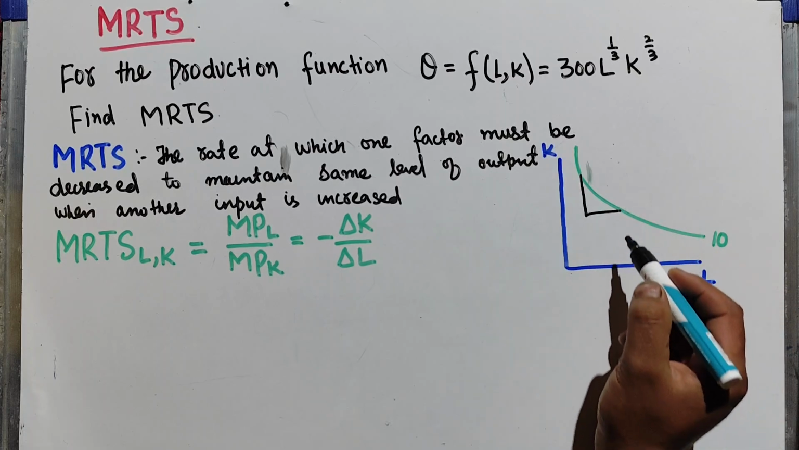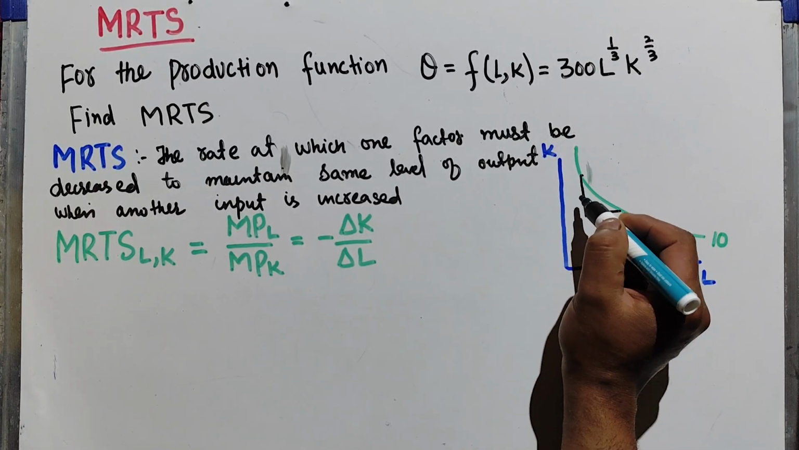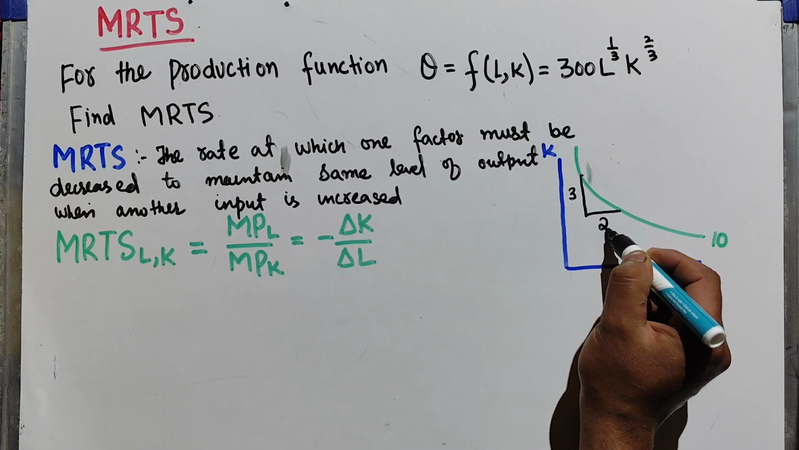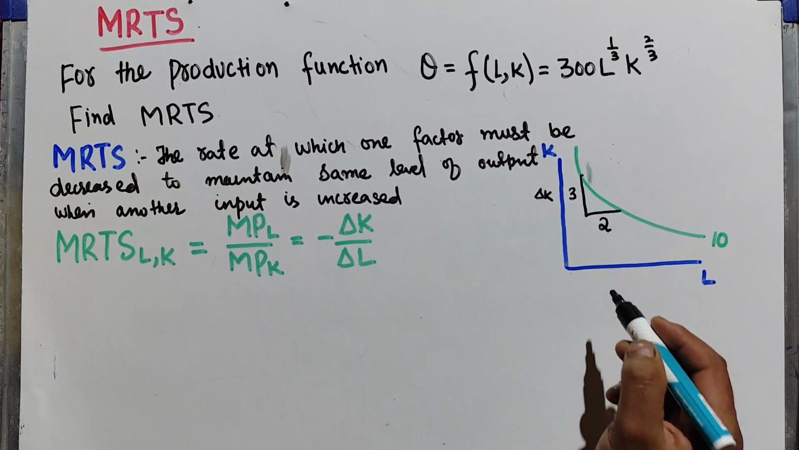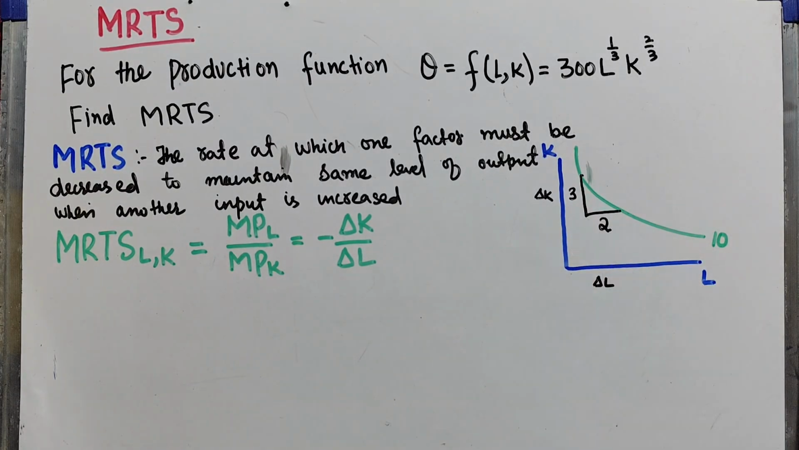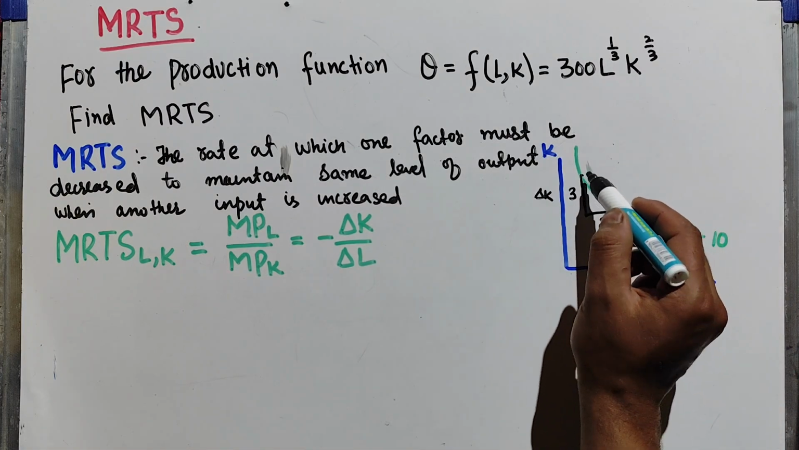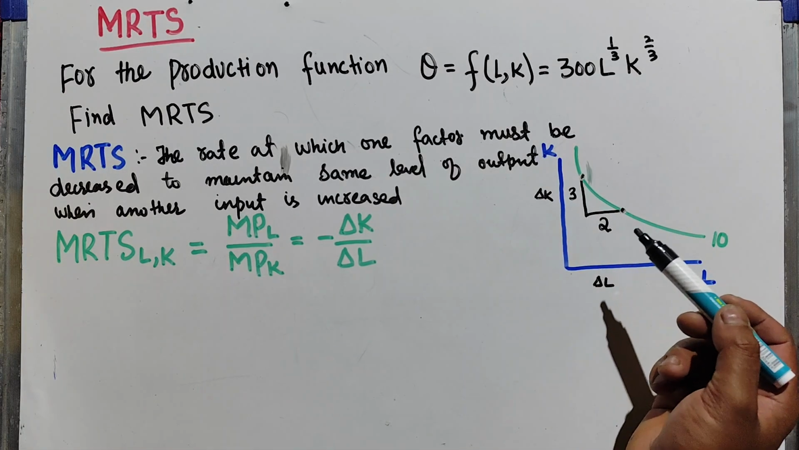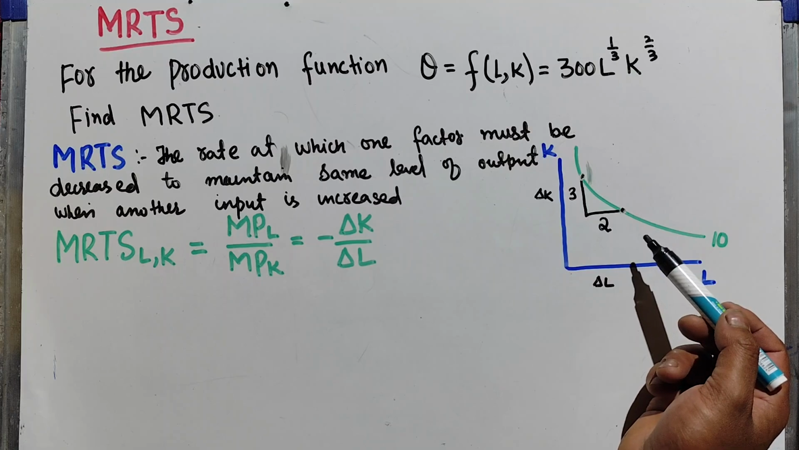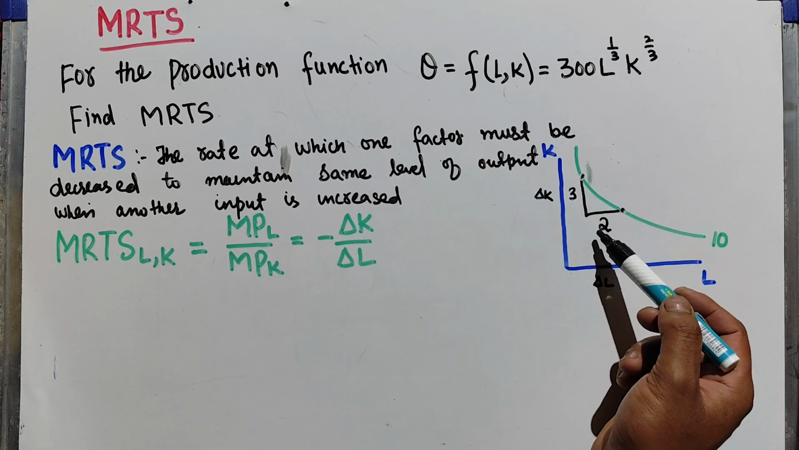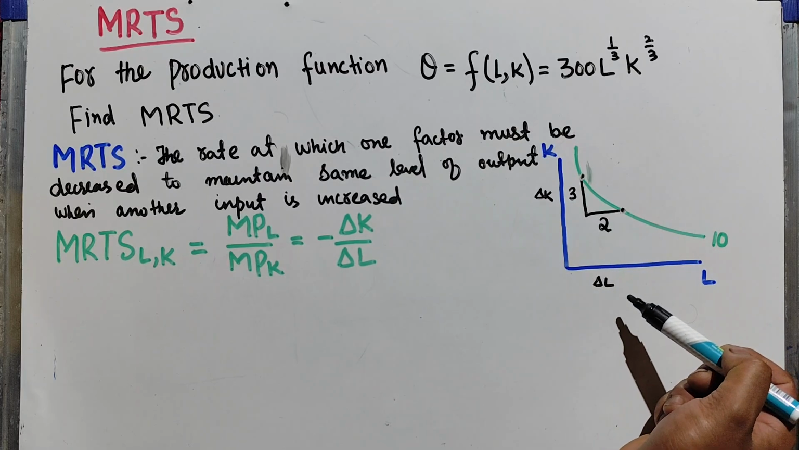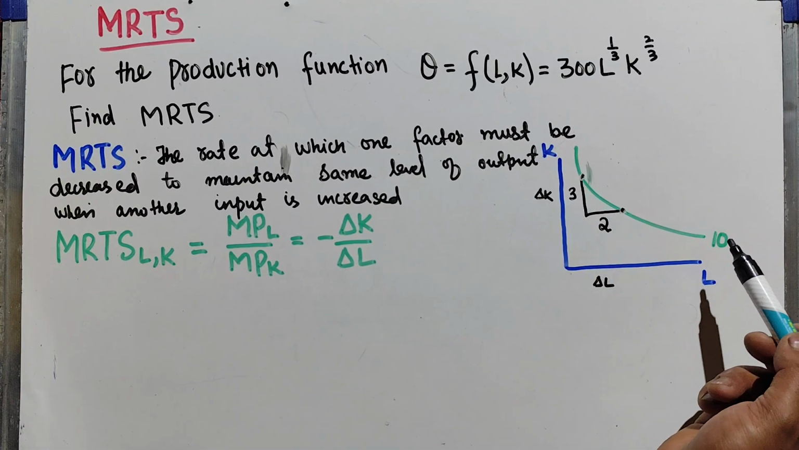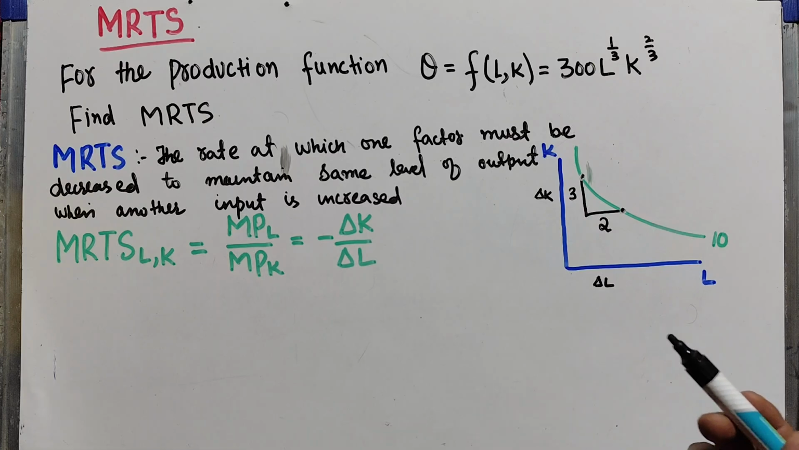Let me explain it here. Let us say the change in capital is 3 units and the change in labor is 2 units. That means del K is 3 and del L is 2. What does this mean? To move from this point to this point, we need to increase 2 units of labor and sacrifice 3 units of capital to maintain the same level of output, that is 10.